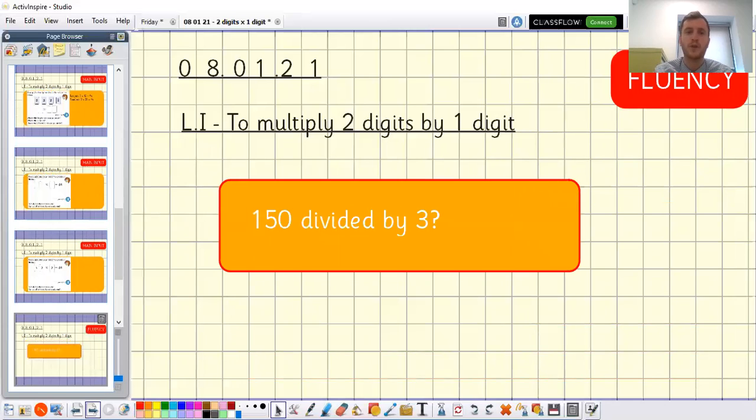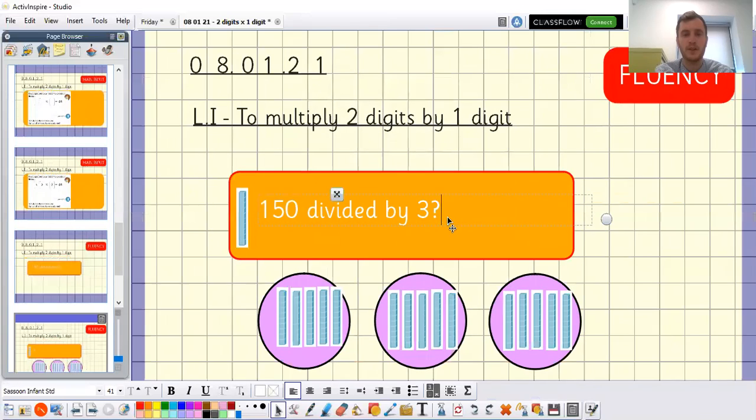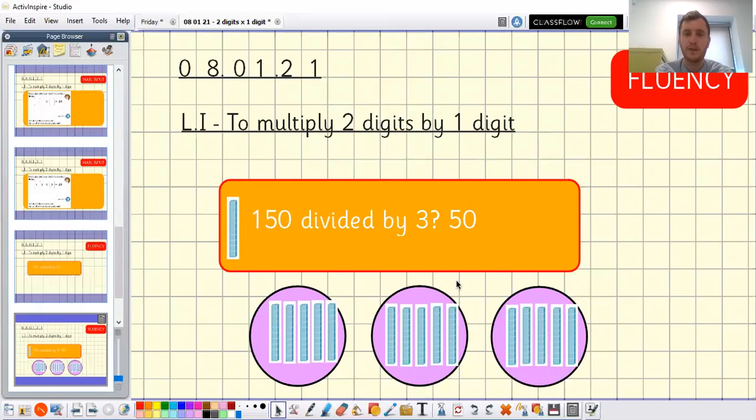Last of all, we're going to finish with a quick fluency question to challenge you just before you go. 150 divided by 3, what would the answer be there? Have a quick think. Again, pause the video if you want to, and I'll go through the answer in a moment. So our answer for that one, I know that 150 is equal to 15 tens. So I got 15 tens, I shared them between 3 groups, and there's 5 tens in each group. So my answer is 50. Well done if you got that. 150 divided by 3 is equal to 50.